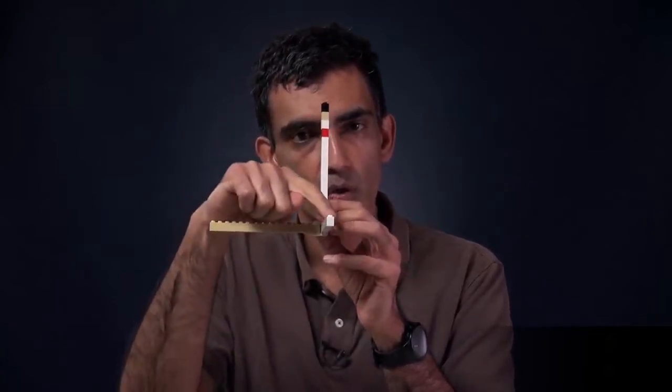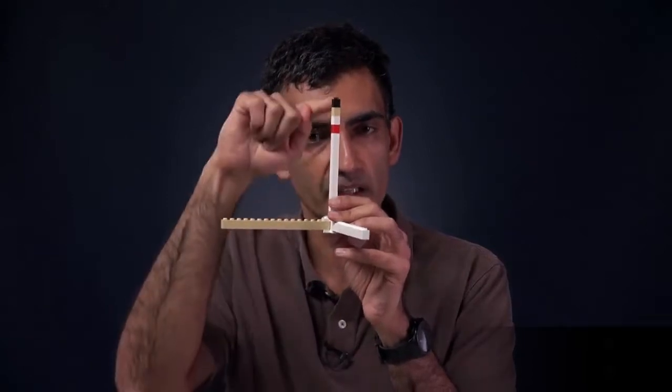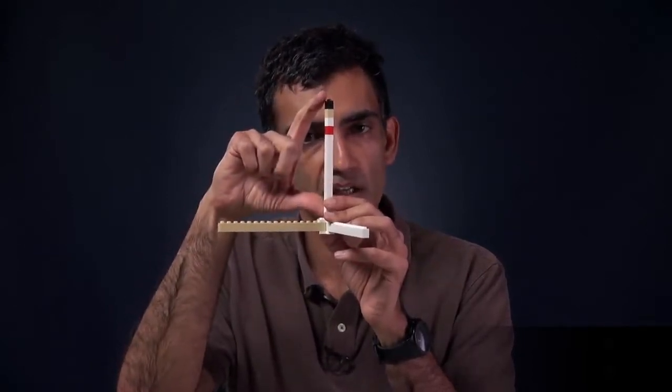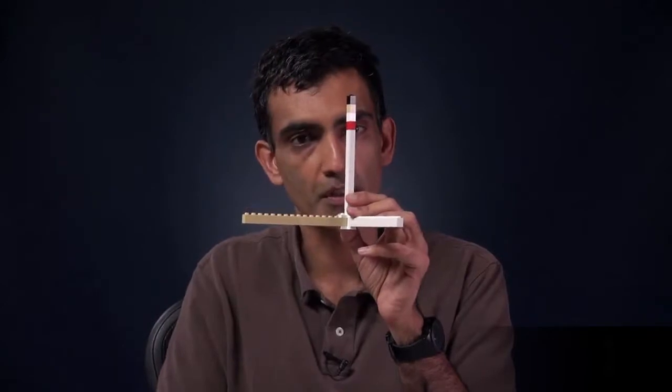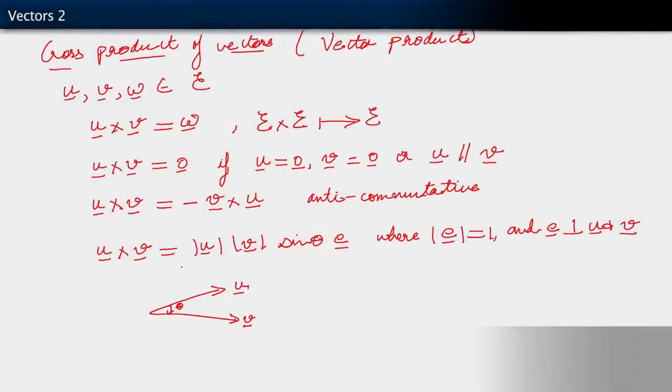So u cross v is in the direction of this vector. The unit vector along this direction would be E, as I've just denoted here. So in this case, we would have u cross v. We're going in this direction from u to v, and therefore the vector E would be directed perpendicular to both u and v. That would be the vector E. Okay? u cross v in the direction of E.